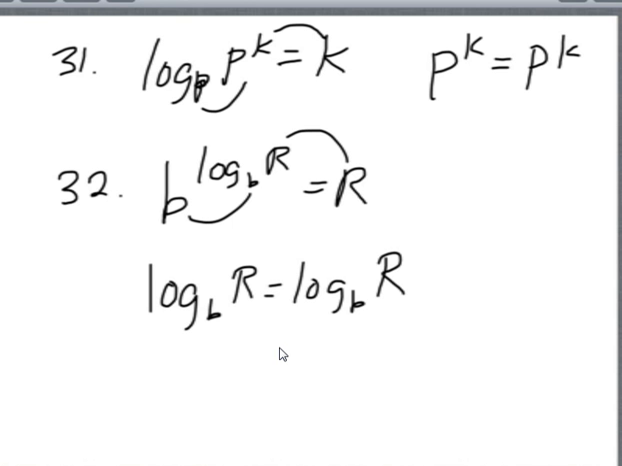Okay, that's the end of our log basics. Now you should be able to do more of this on your own the next time you see these things.